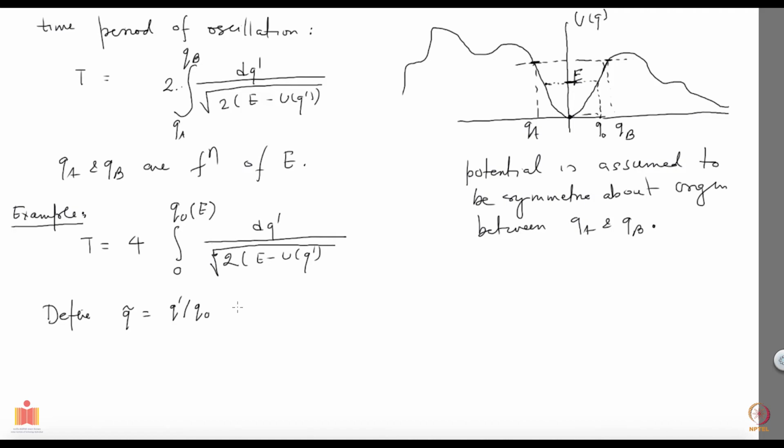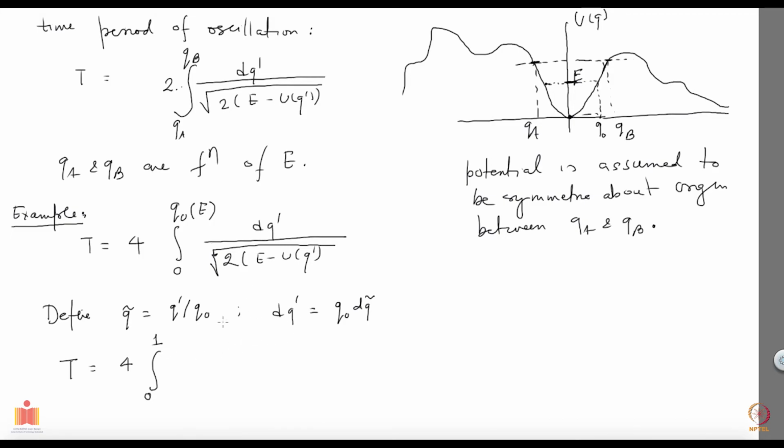Okay, if I do so, then my dq prime is Q0 dq tilde. Okay, that's good. So what is my time period now? Time period of oscillations. This is 4 times integral 0 to 1, because when your q prime is q0, your q tilde is 1. Okay, so I have removed the dependence on energy from the limit of integral.